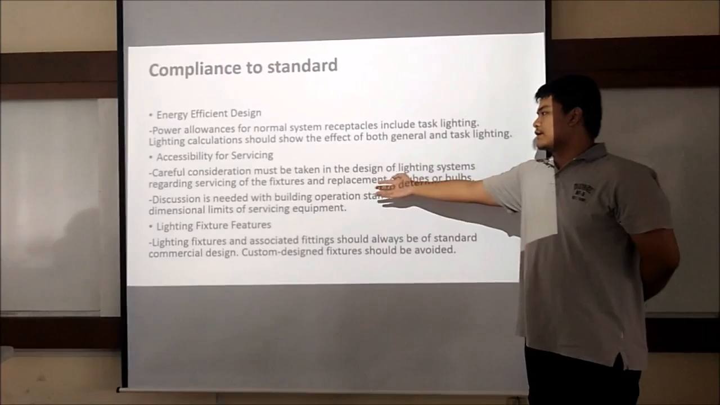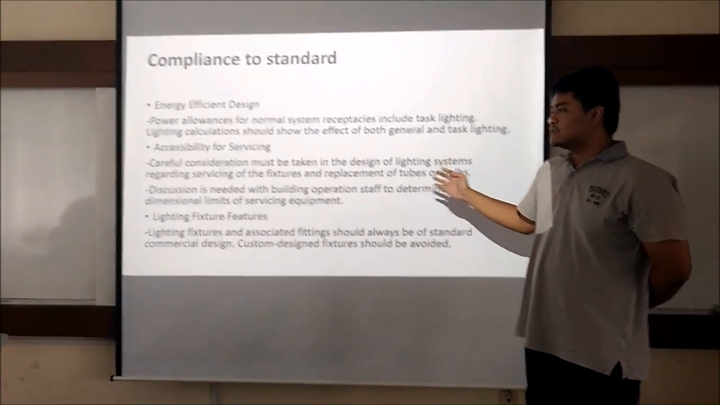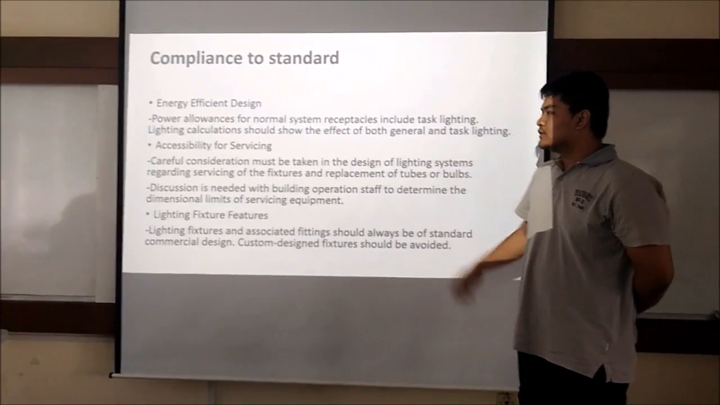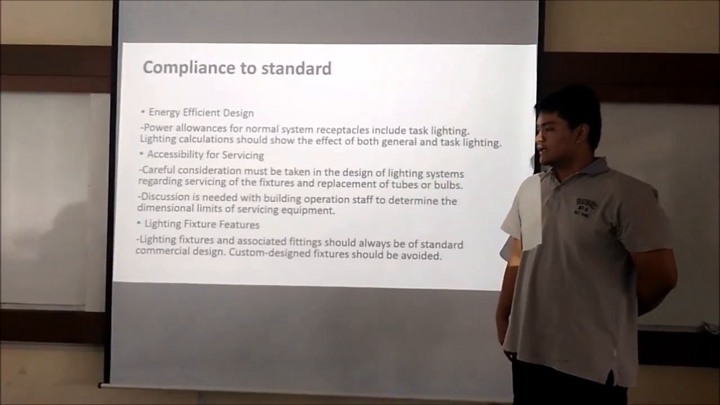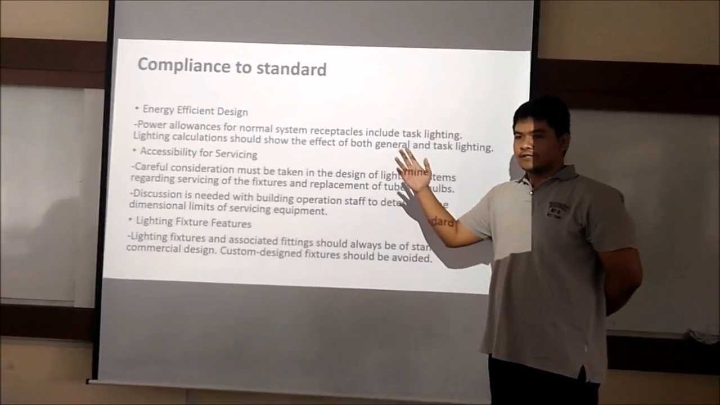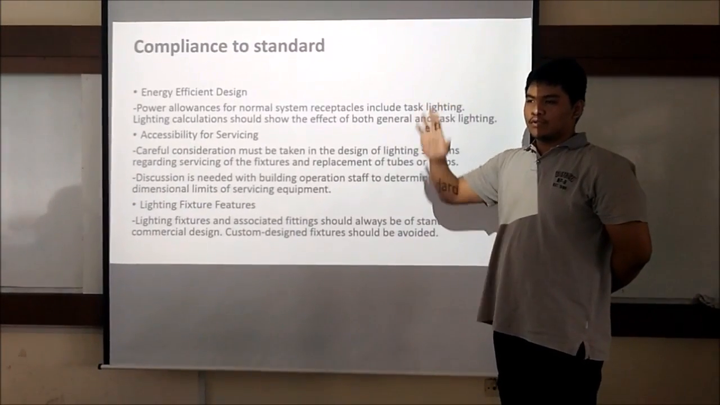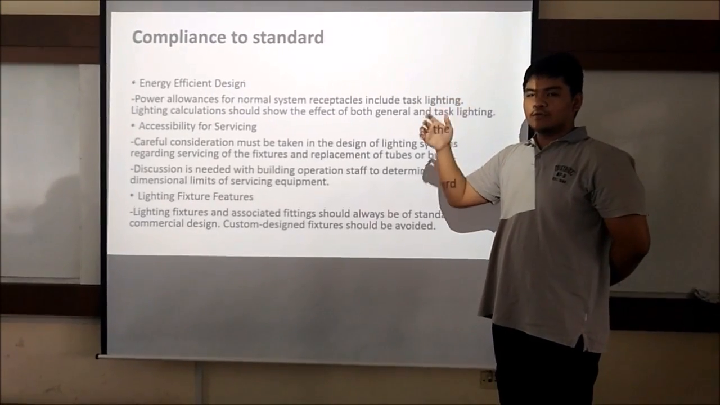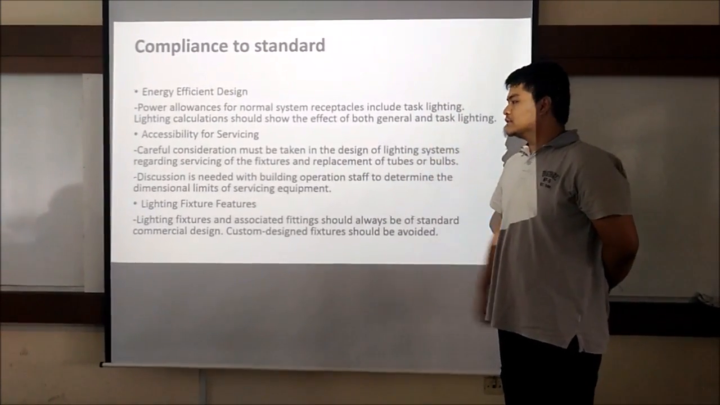Okay, like you can see here, careful consideration must be taken in the design of lighting systems regarding servicing of the fixtures and replacement of tubes or bulbs. And discussion is also needed with building operation staff, as we need to know the limits of the equipment, like whether we can tinker with it or not, or whether it is unstable or fragile or not.